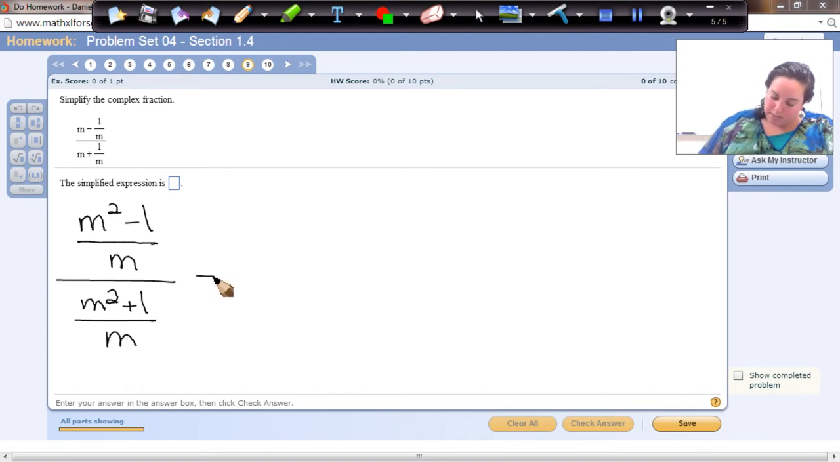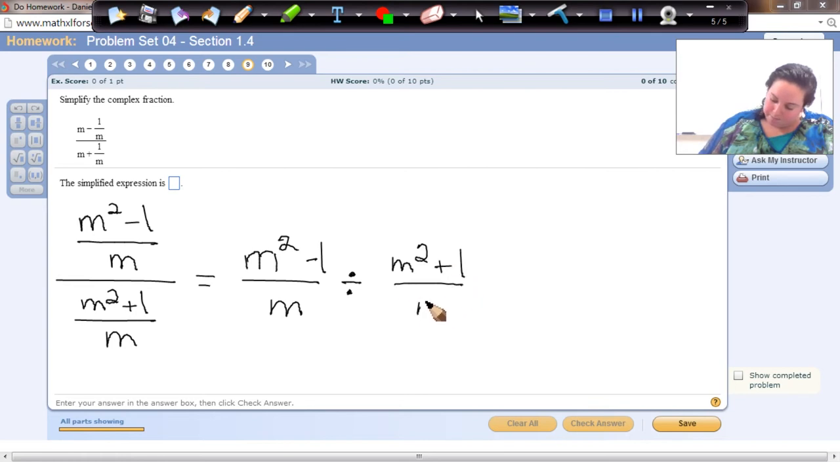Okay, so what this really means is m squared minus 1 over m divided by m squared plus 1 over m. But what does it mean to divide fractions? It's multiplying by the reciprocal. So we can instead flip the bottom fraction, the second one, and multiply. So times m over m squared plus 1.